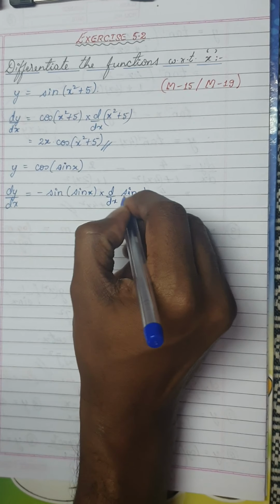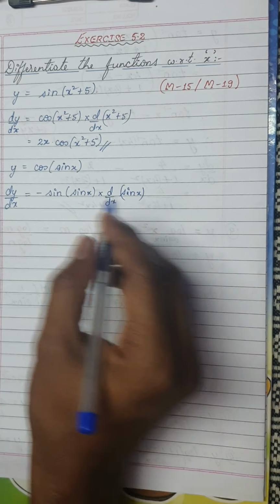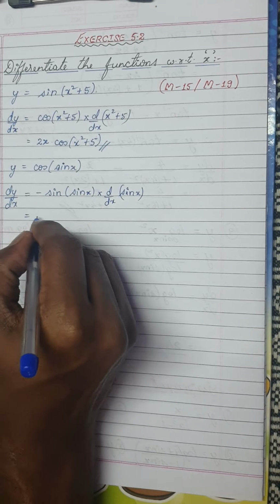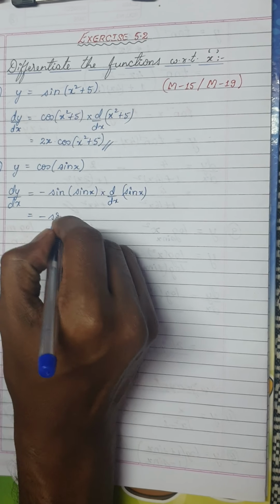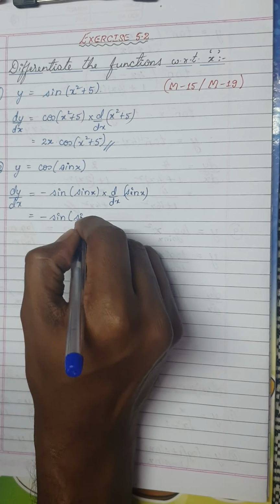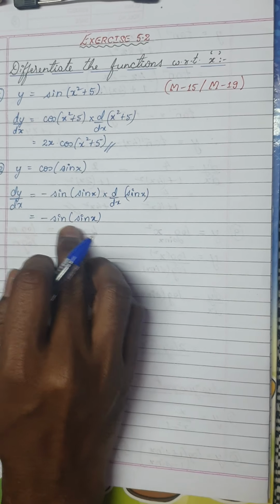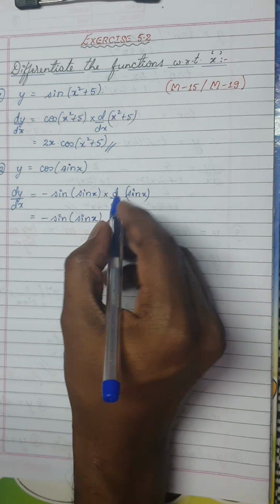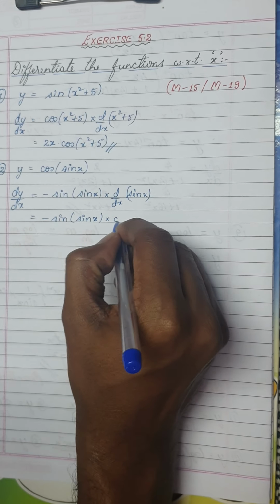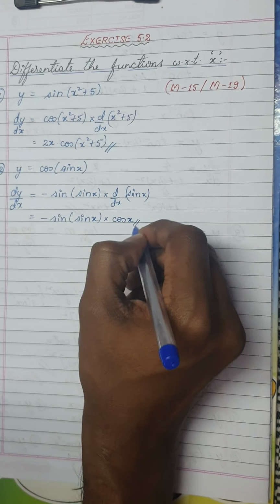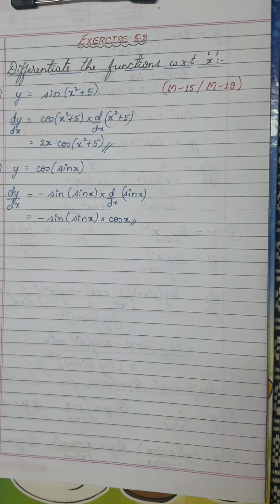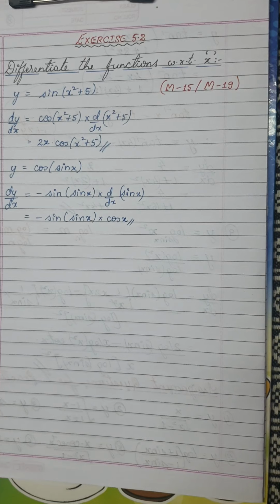Since it is the beginning problems, I am going to write the steps here. Otherwise we can write it directly. So this is minus, remember it is sine of sin x. Don't make a mistake of writing sine square x. Into derivative of sine, which is cos. Remember, it is as simple as this, which will give you 1 mark.